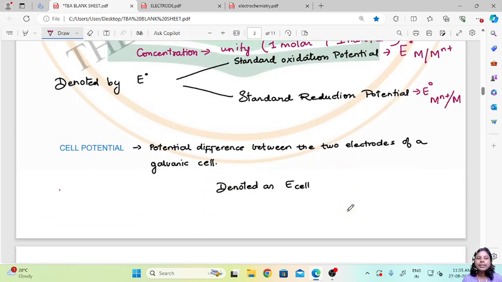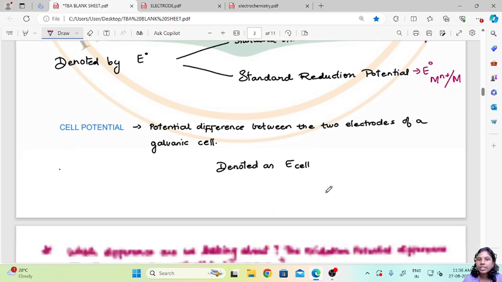Now let's understand the next term that we have, that is cell potential. When we were talking about electrode potential, we said that it is the potential difference between the electrode and the electrolyte, correct? Now when we say cell potential, we are talking about the two electrodes that are present. The cell has two major electrodes. So when we say cell potential, we refer to the potential difference between the two electrodes in any given cell, may it be galvanic cell, voltaic cell, Daniell cell, any cell. It is the potential difference created between the two electrodes of the cell, and that is denoted by E subscript cell.